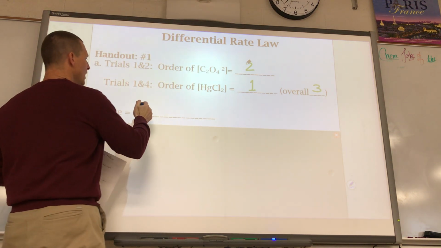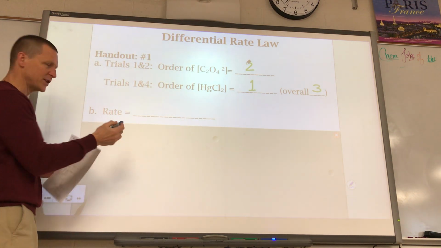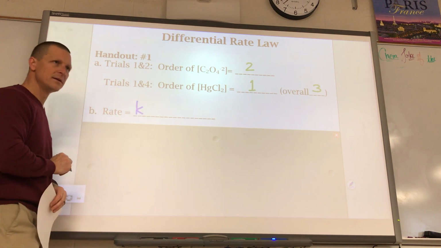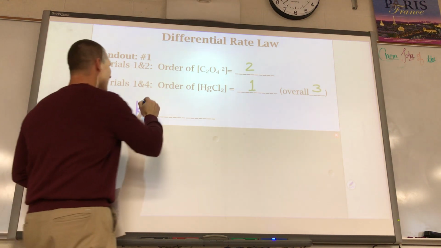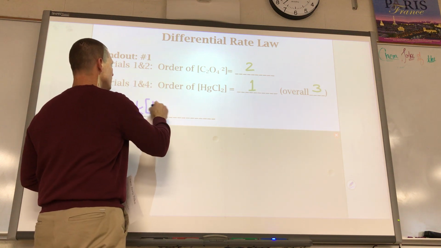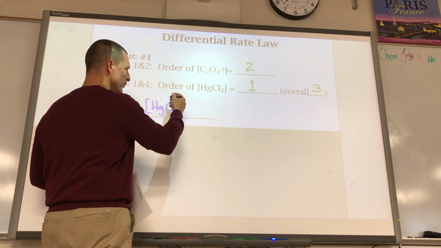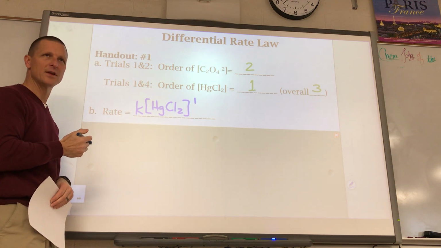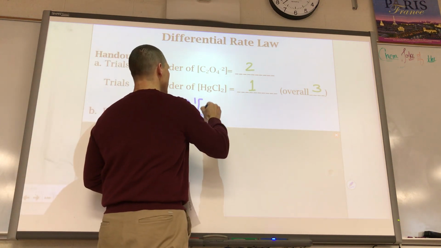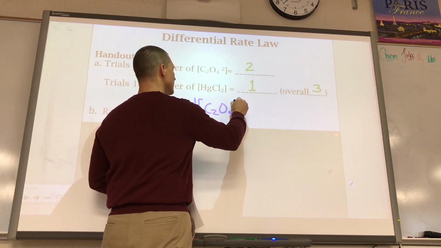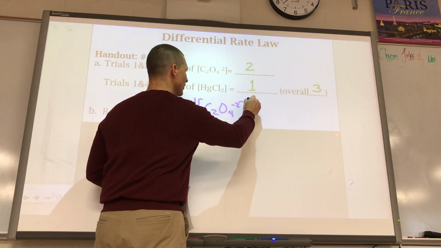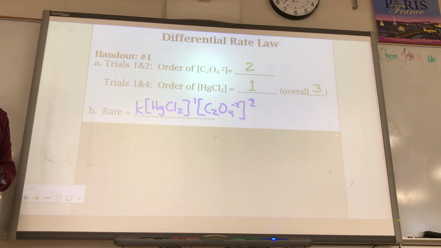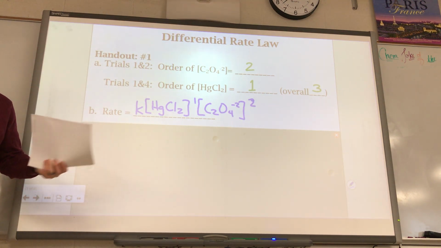is, we know the pattern for differential rate law. It's always rate equals K, don't forget the K, times the concentration of the first reactant, HgCl2. I'll just do them in order of the way they showed up in the chemical equation. That was to the first power, that was just order. And that's times the oxalate concentration to the second power. That was its order. That is the rate expression, also known as the rate law, differential rate law.